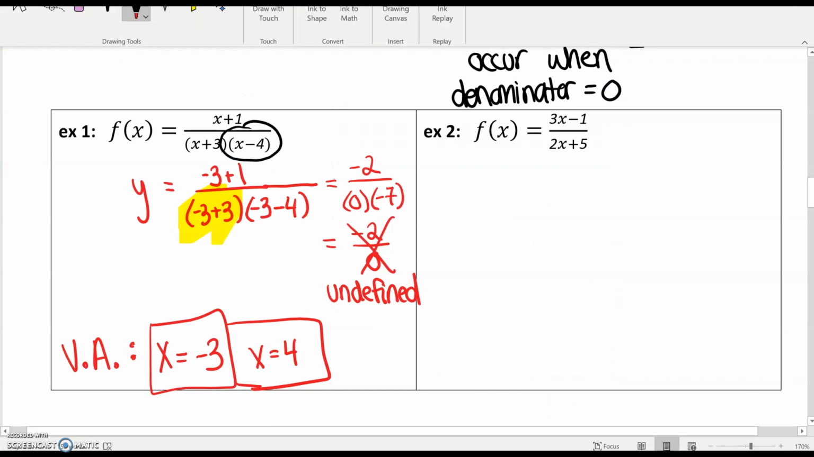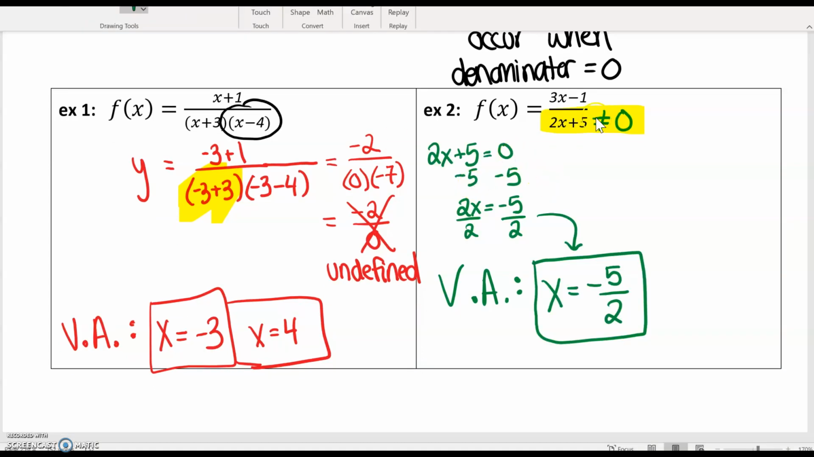What I'd like you to do really quickly is look at example number 2, and I want you to tell me where the vertical asymptote will be. Make your best guess, and I will come back with the answer very shortly. Try it on your own first, though.